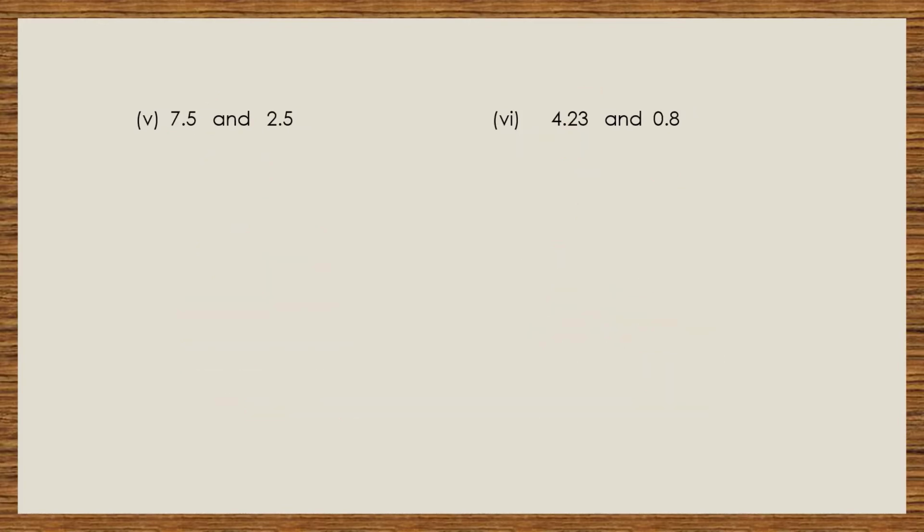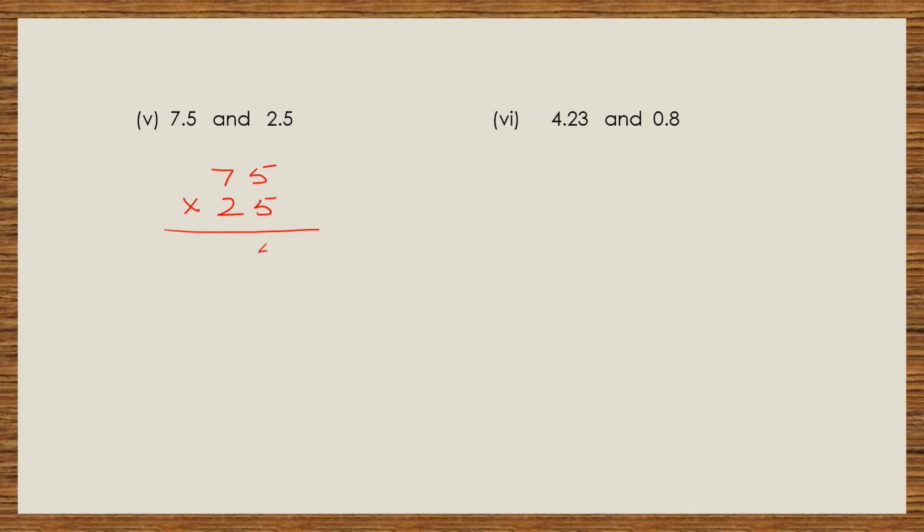Question 5. 7.5 and 2.5. This time, can you see that both the numbers have decimal places? Both the numbers have a decimal point. So now we're going to ignore the point for both. So it becomes 75 and 25. So let's multiply 75 by 25. Do it the normal way.